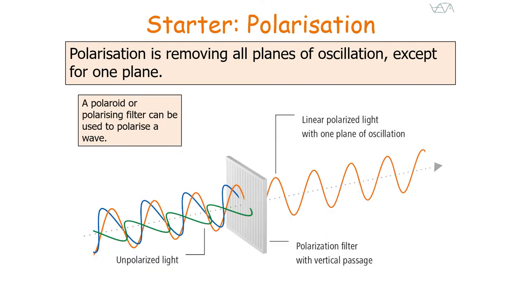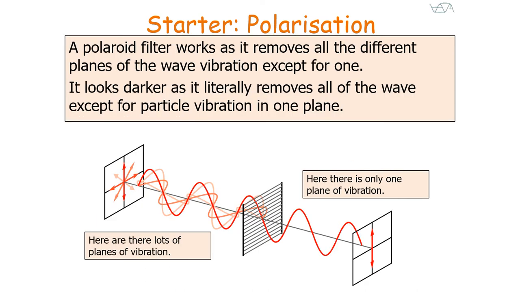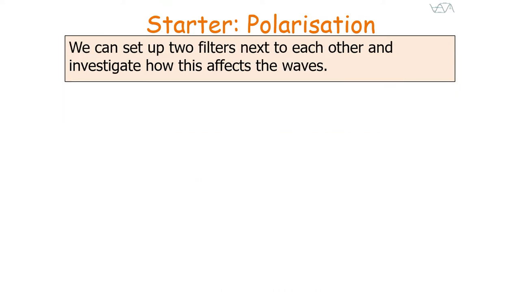So a polaroid or polarizing filter can be used to polarize a wave. Now, ordinary light waves are unpolarized as they're a mixture of different vibrations and directions in the wave. A polaroid filter works as it removes all planes of wave vibration except for one. So the wave coming out the other side will mean that the image will look darker, as it literally removes all of the wave except for particle vibration in one plane. So we can set up two filters next to each other and investigate how this affects the wave.